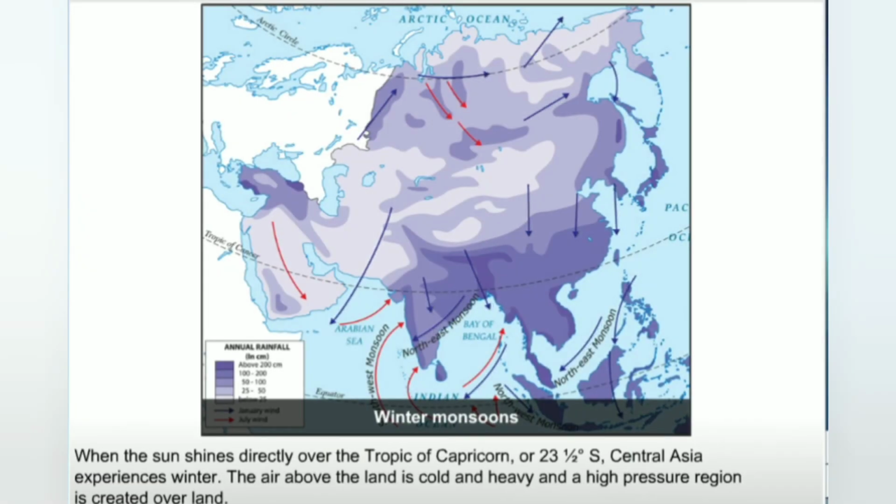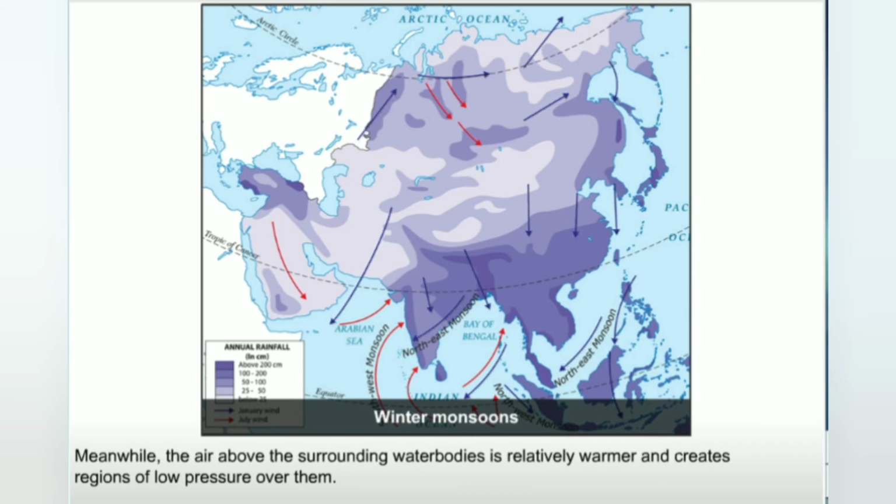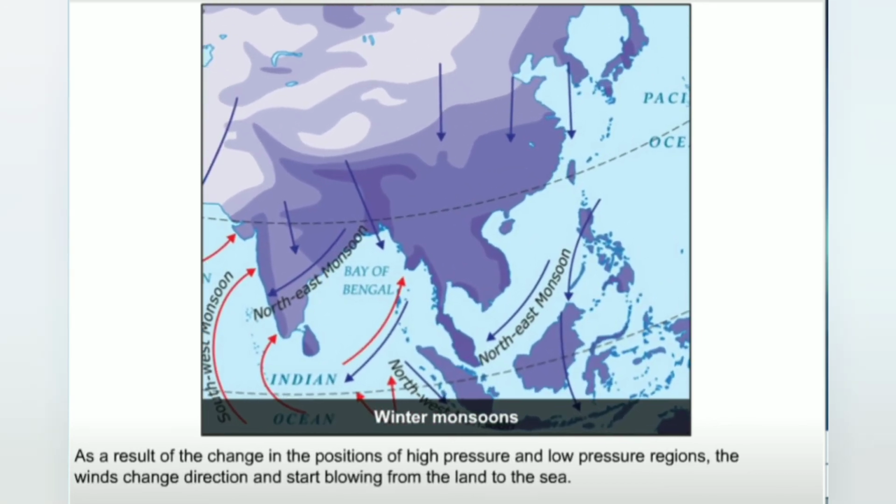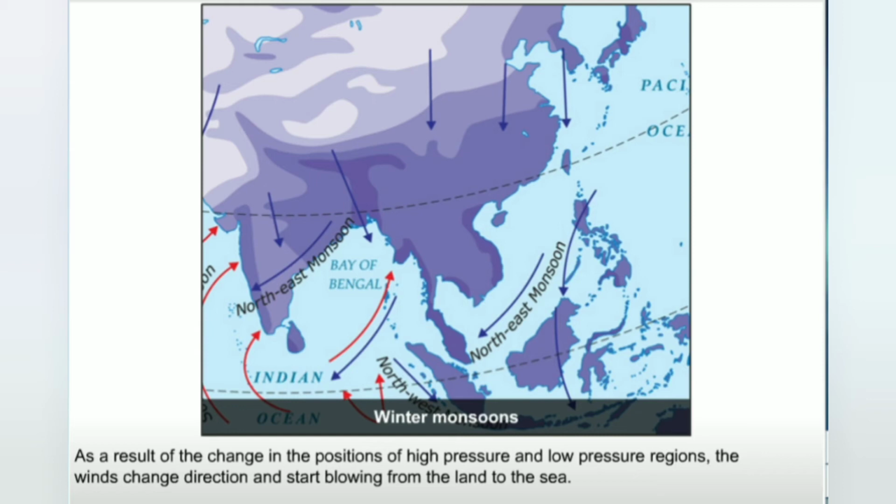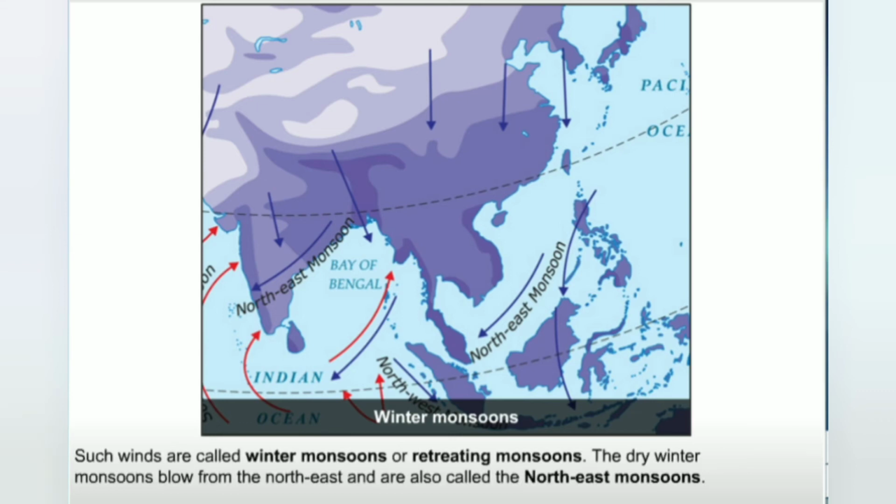When the sun shines directly over the Tropic of Capricorn, or 23.5 degrees south, Central Asia experiences winter. The air above the land is cold and heavy, and a high-pressure region is created over land. Meanwhile, the air above the surrounding water bodies is relatively warmer and creates regions of low pressure over them. As a result of the change in the positions of high-pressure and low-pressure regions, the winds change direction and start blowing from the land to the sea. Such winds are called winter monsoons or retreating monsoons.